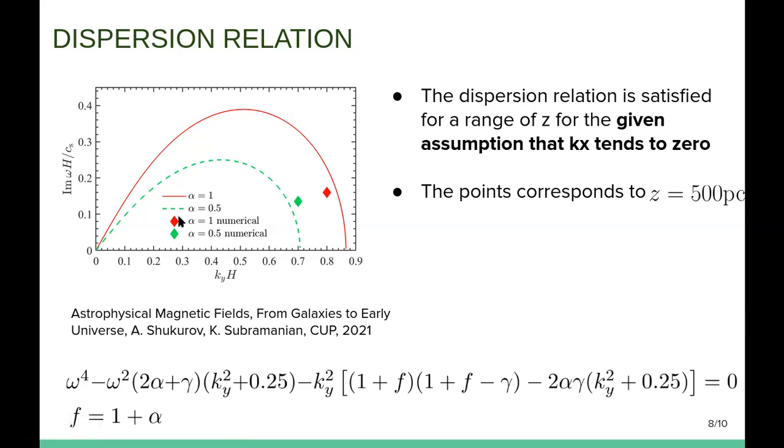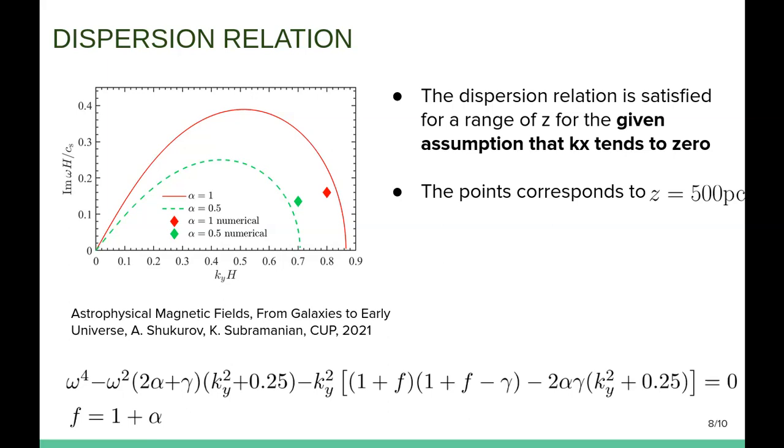So from this plot, we can see that the curves correspond to the theoretical value and the dots correspond to the numerical values for different parameters in our simulations. And we see that they're in good agreement, showing that our simulations are in fact a good model to study and understand the nature of this instability. So that's the linear phase.